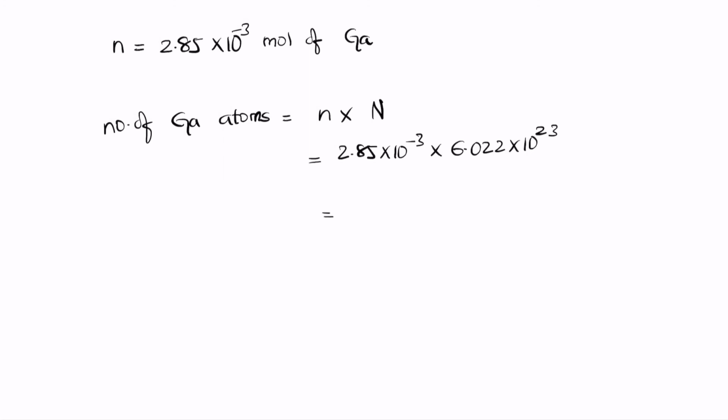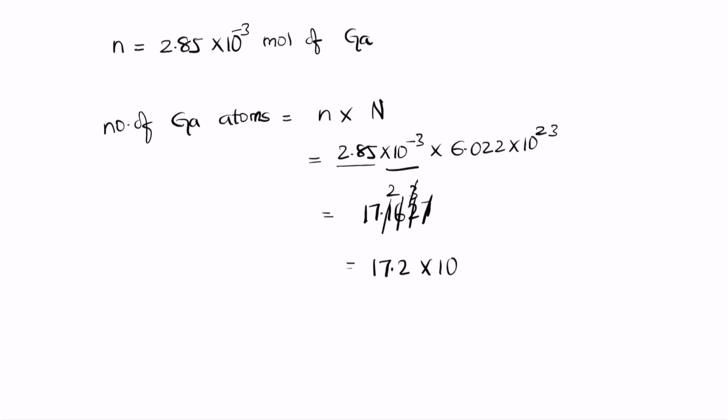So find the value. If you multiply 2.85 with 6.022, that gives you a value of 17.1627. But notice that the maximum number of significant figures you can have is 3. So round it off now. When you round off, you get 17.2.